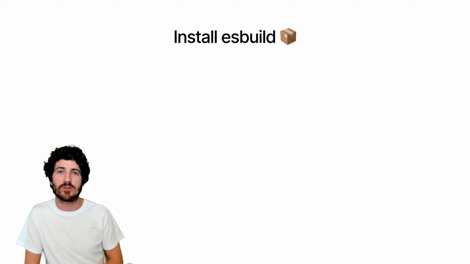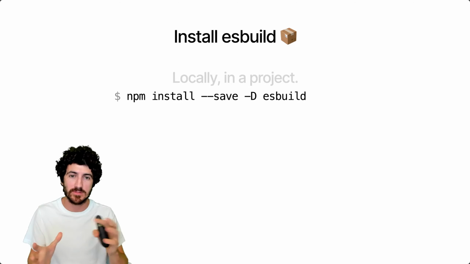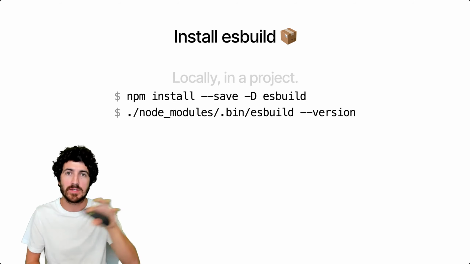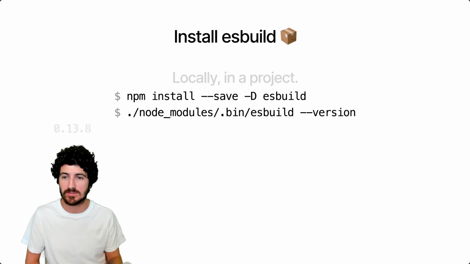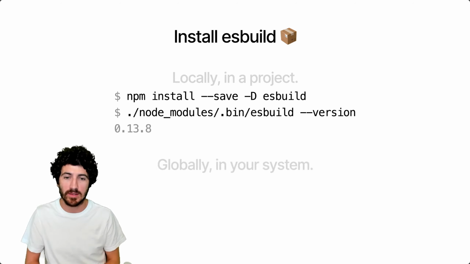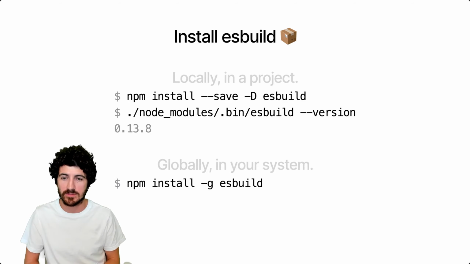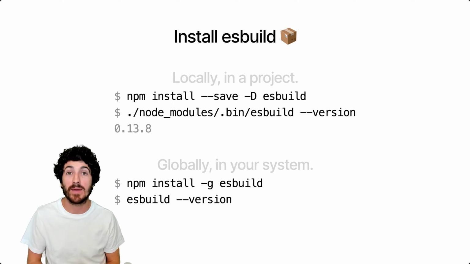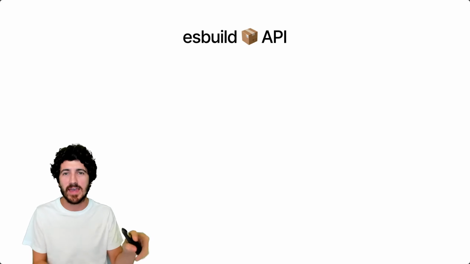And here's how you install it. We can either install it locally in a project with npm install --save-dev esbuild and call the binary that would be inside of our node_modules folder, and we can ask for the version, or we can install it globally in your system and then run the globally available binary, and then we'll get the same version.